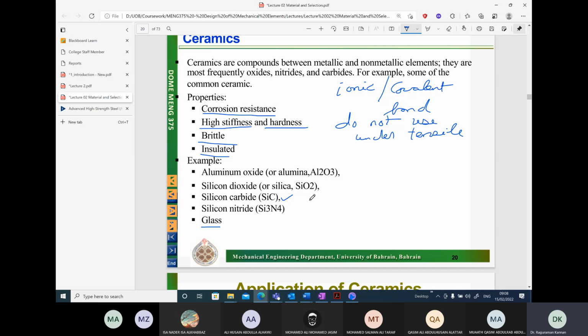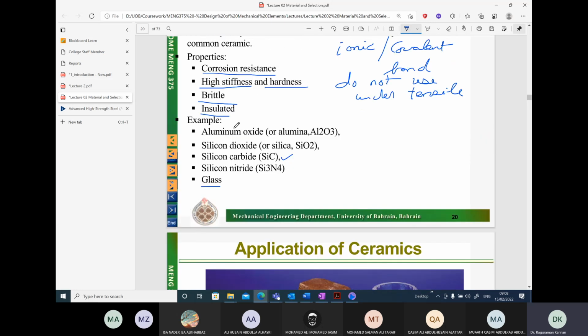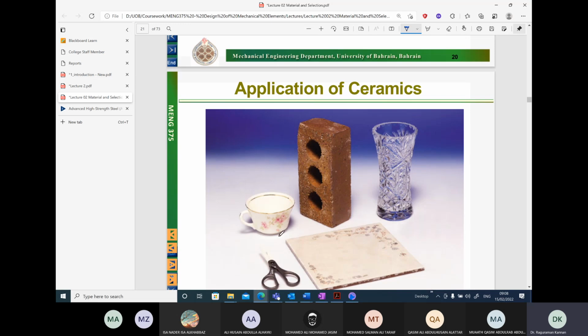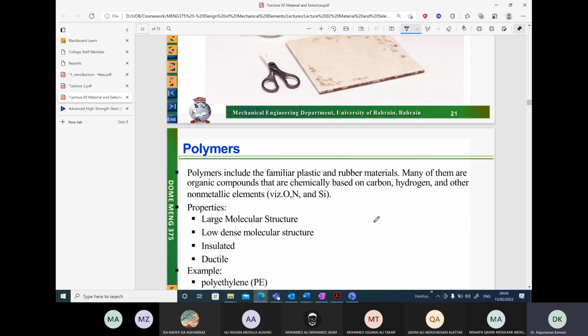There is glass, which has very good transparency. Okay, so we use it in different applications, but it is very brittle. But with combination of other materials or by using some kind of fibers, we can increase the fracture toughness of glass as well as in your automobile applications. Some examples: bricks, tiles which we use, your cups, glass, all these are ceramics.